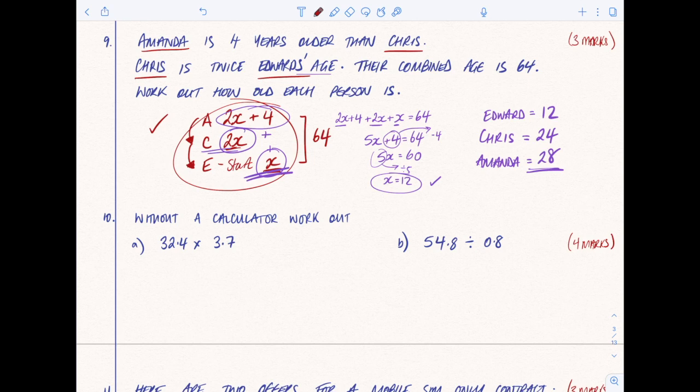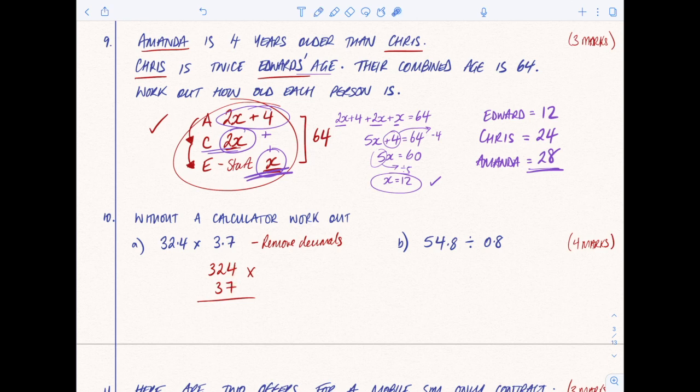Okay, without a calculator, work out 32.4 times 3.7. So best thing to do, remove the decimals first, and we'll put them back in at the end. So we're saying 324 times 37. Okay, using my column method.